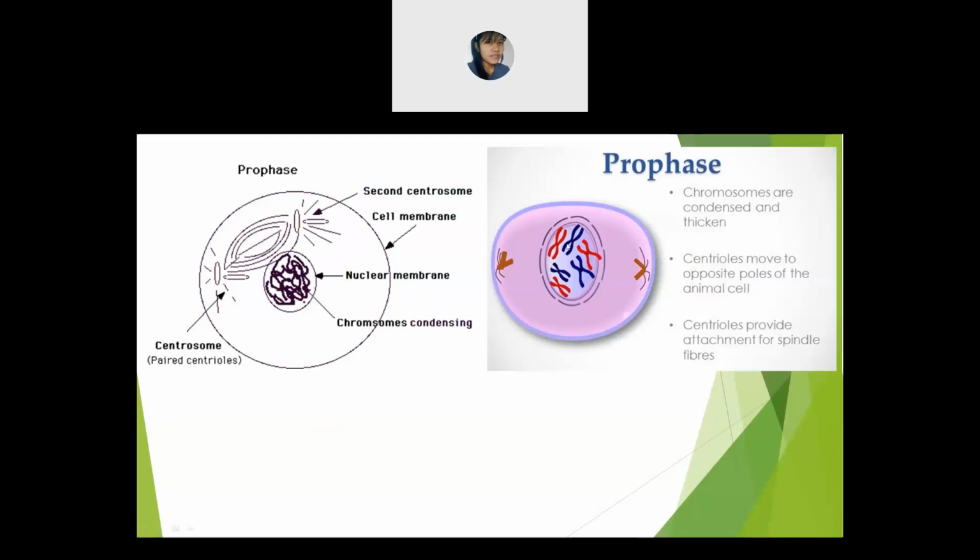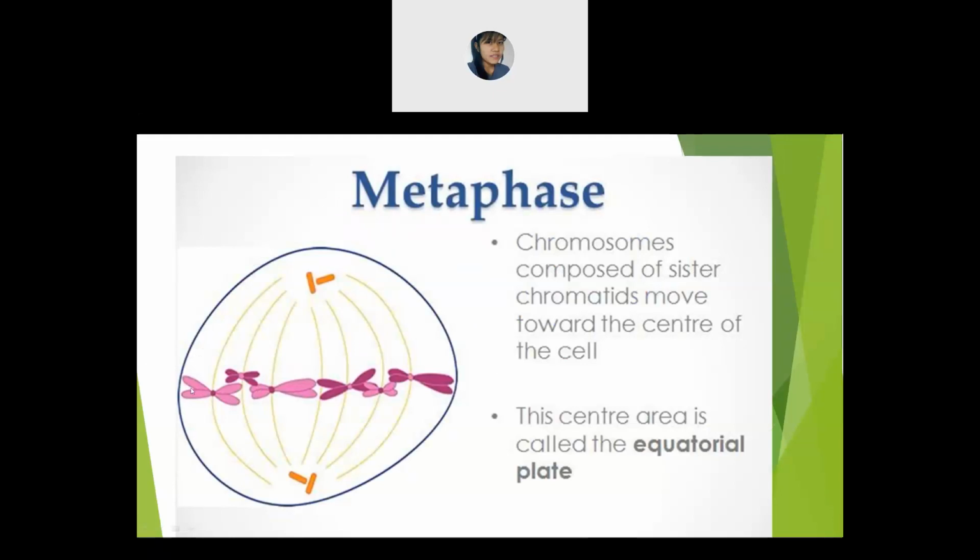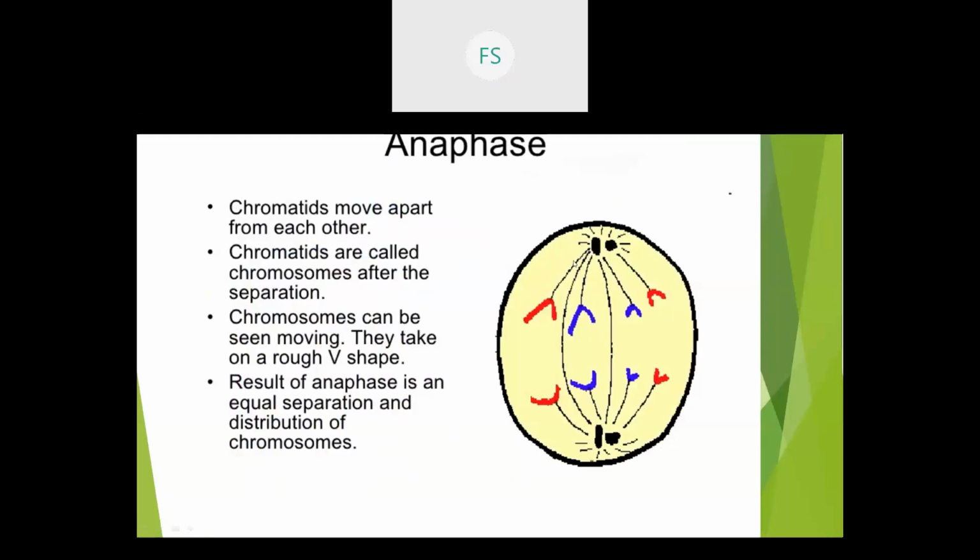In the prophase, all the chromosomes were here and there, not in the proper place. But in the metaphase, the chromosomes will come to each other, meaning they will meet at one point, that is the middle point, the center. This center is known as the equatorial plate. So this is about metaphase.